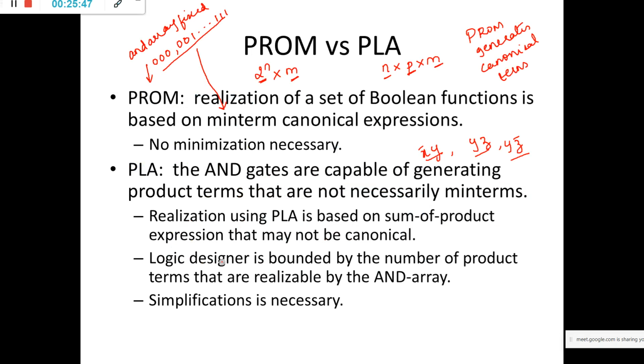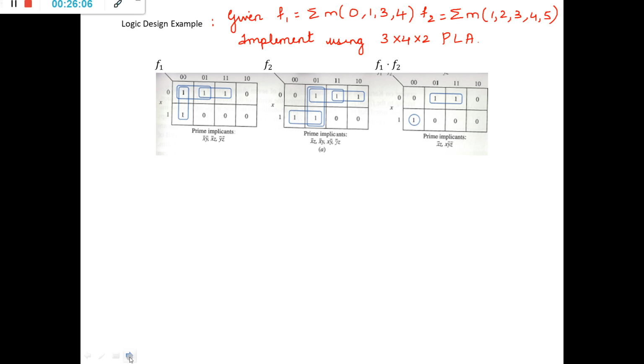Yes. So here the logic designer is bounded by the number of product terms that are realizable by the AND array. Simplification is necessary in PLA, whereas it is not necessary in PROM, where the array is fixed. So here one example is given. Given f1 is equal to summation m 0, 1, 3, 4, f2 is equal to summation m 1, 2, 3, 4, 5. Implement it using 3 cross 4 cross 2 PLA.